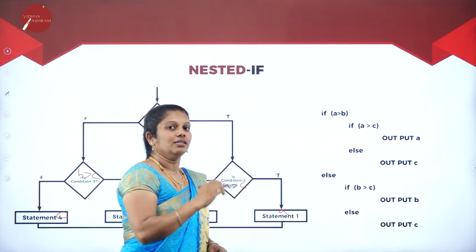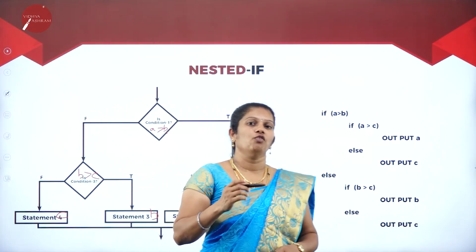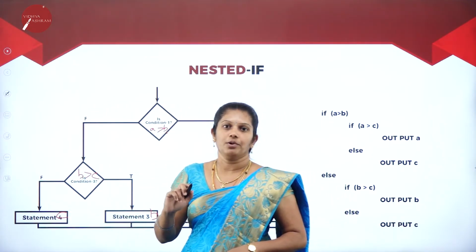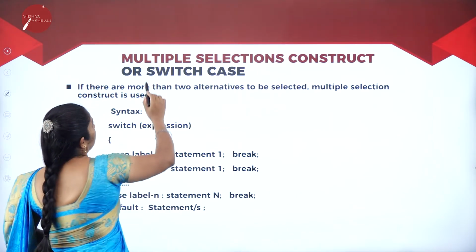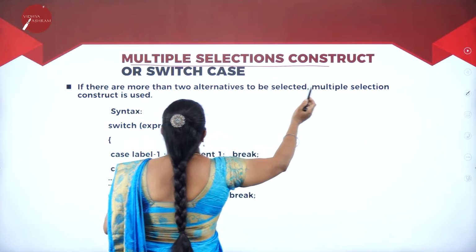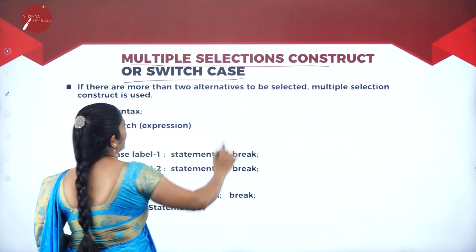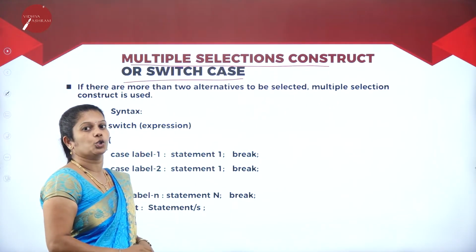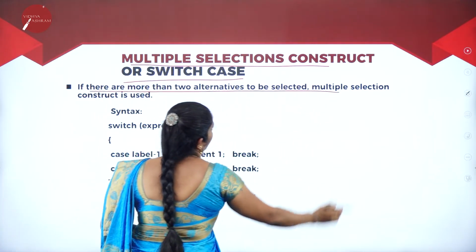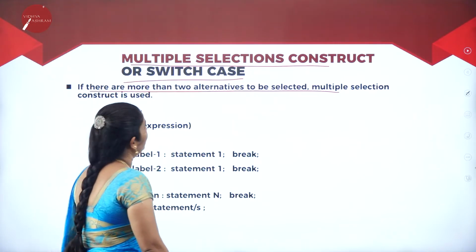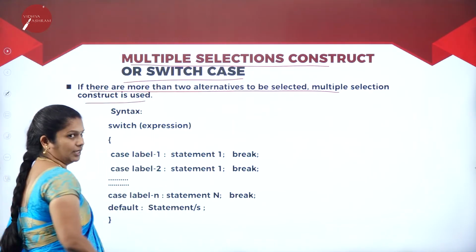It means that inside one if statement, if you have one more if statement, then it can be called a nested if statement. Next, we will come to the multiple selection construct, also called the switch case or switch statement. If there are more than 2 alternatives to be selected, the multiple selection construct is used here.